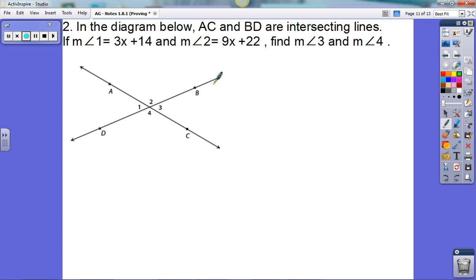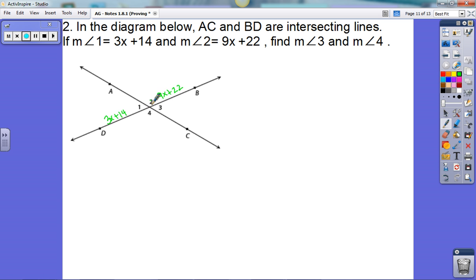It tells me that AC and BD are intersecting lines, and it gives me the measure of angle 1 and 2. So I'm going to go ahead and label those. I've got 3x plus 14 and 9x plus 22. And it wants me to find angles 3 and 4. But basically, if I can find these, then we've got vertical angles for 2 and 4 and 1 and 3, so I can know what those are.